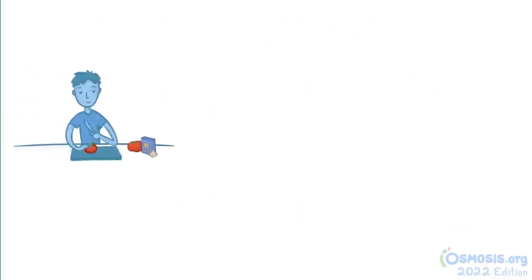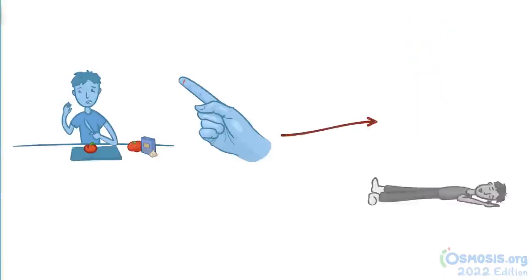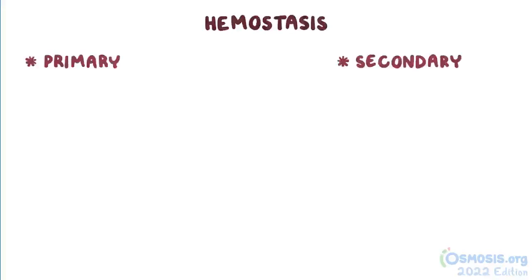Okay, so imagine you're making dinner and accidentally cut one of your fingers. Now, if your body doesn't stop the bleeding, you'll keep losing blood until there's not enough to supply the vital organs like the heart and brain. Now, to prevent this from happening, the body has a process called hemostasis. This process has two phases: primary and secondary hemostasis.